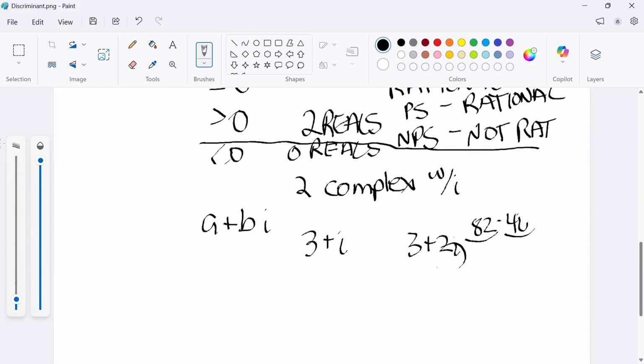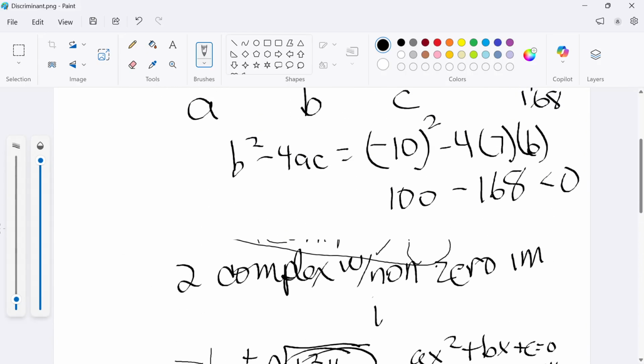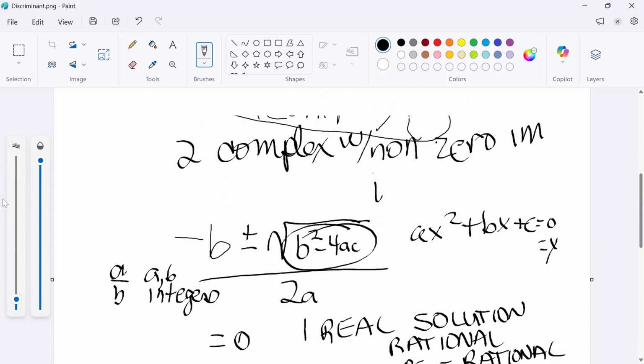And oh, by the way, one more thing. When it's two complex with an i or two complex with non-zero imaginary component, they're neither rational, they are not rational, and they're not irrational. It's neither rational nor irrational. So in this one, the discriminant was negative. So it's two complex with a non-zero imaginary component, and they're both going to be neither rational nor irrational.